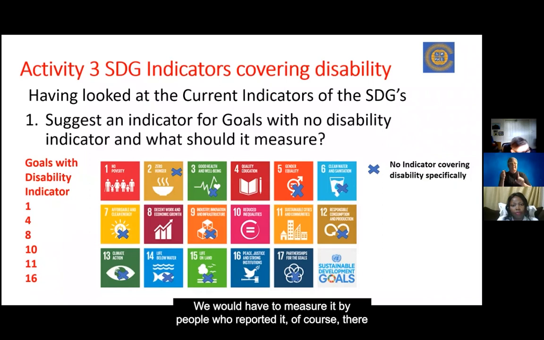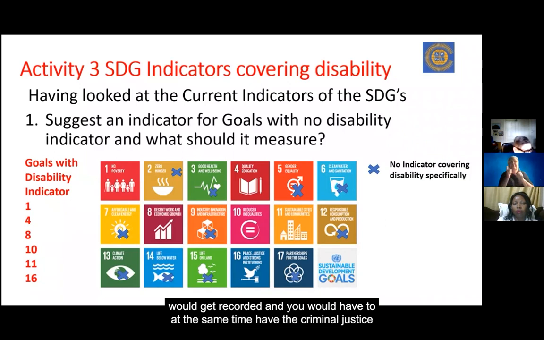We would have to measure it by people who reported it. And of course, there is massive underreporting. But if people knew that by reporting it, it would get recorded, and you would have to at the same time have the criminal justice system doing something about it, then it would work.